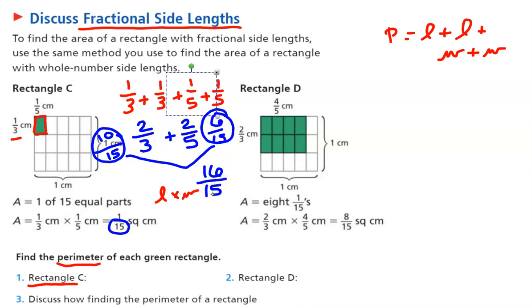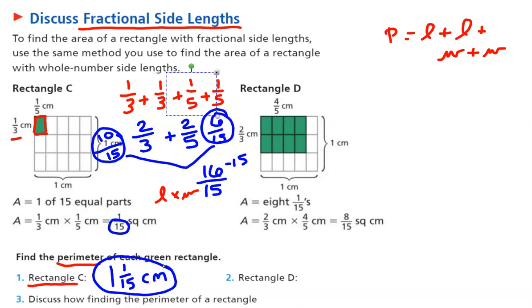16/15ths altogether. We're not going to leave it like that. We are going to go ahead and reduce that, or simplify it, I should say. 15 goes into 16 one time, and that would leave me with 1/15 left over. So my perimeter is actually pretty big. It's 1 1/15, well, not big, but bigger than my area.